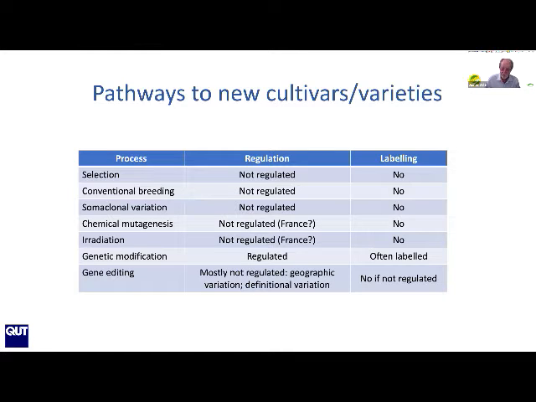It's mostly not regulated, but there is geographic variation and there's definitional variation, and we'll talk about that. If it's not regulated, it's not labelled. So gene editing is getting towards the same level of regulation as conventional breeding, which is really very, very beneficial.